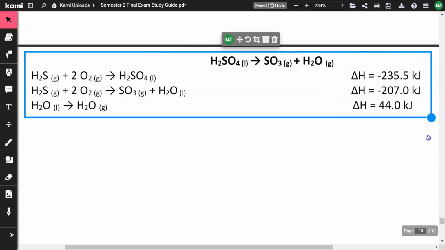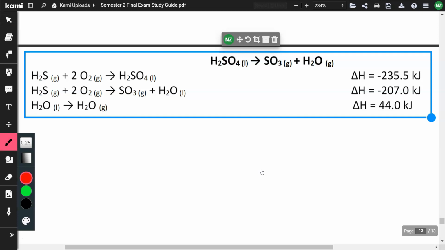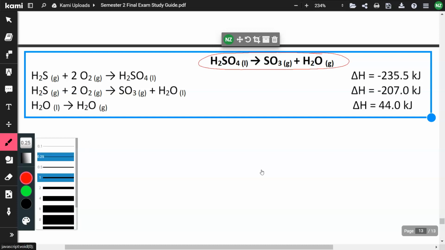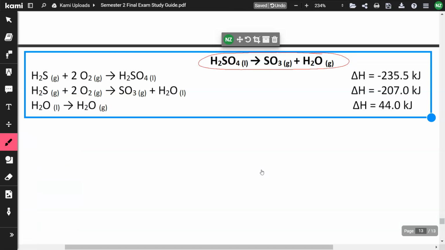So for this, we're given an equation. We're given some parts here, and we want to make sure that we get an equation at the very end that just looks like our given equation here. So we're allowed to multiply things. We're allowed to flip equations. If we multiply it, we multiply the delta H value by that number. If we flip it, we change the sign.